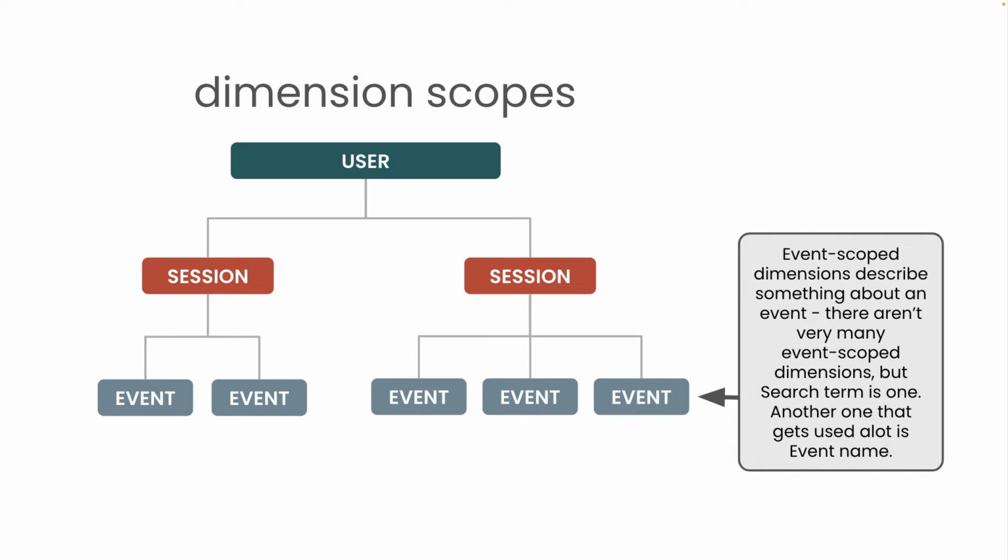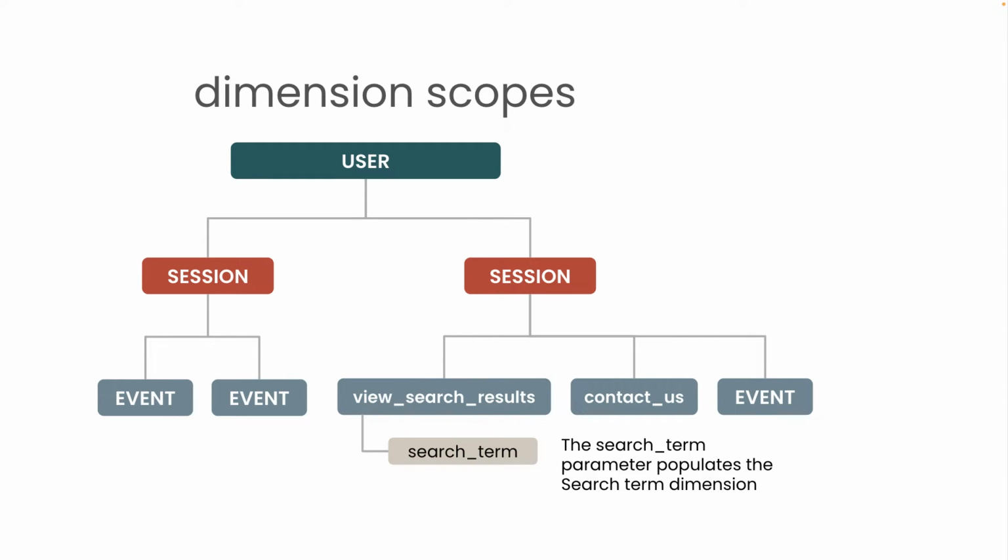Event scope dimensions describe something about a specific event. There aren't that many event scope dimensions, but search term is one of them. Another one that you have probably encountered is event name. So in our case, what we're interested in is the search term dimension, which comes from a parameter that's attached to a view search results event. What we want to be able to do is see whether or not specific search terms lead to conversions. And in this case, I threw in contact us as an example of an event that we might count as a conversion.